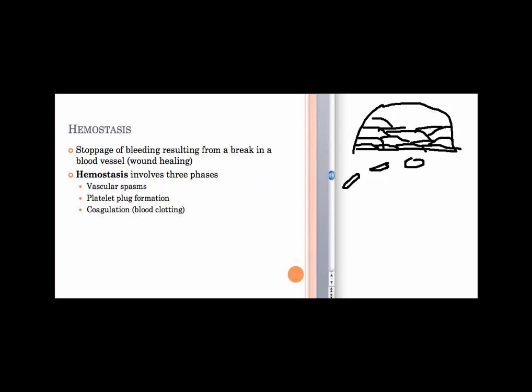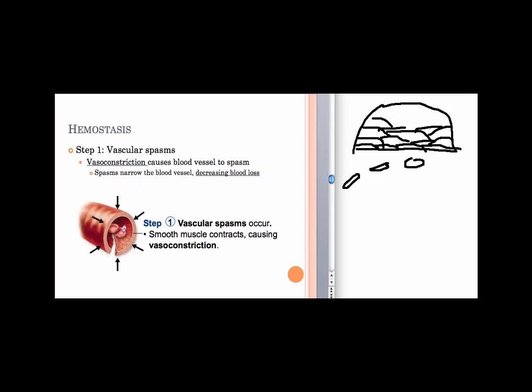The first phase is vascular spasm. If you remember, within our capillary walls we have smooth muscle in our tunica media. Because we have smooth muscle in our tunica media, we're going to start contracting it to help close off this gap right over here. That's the very first thing, and we want to decrease blood loss.